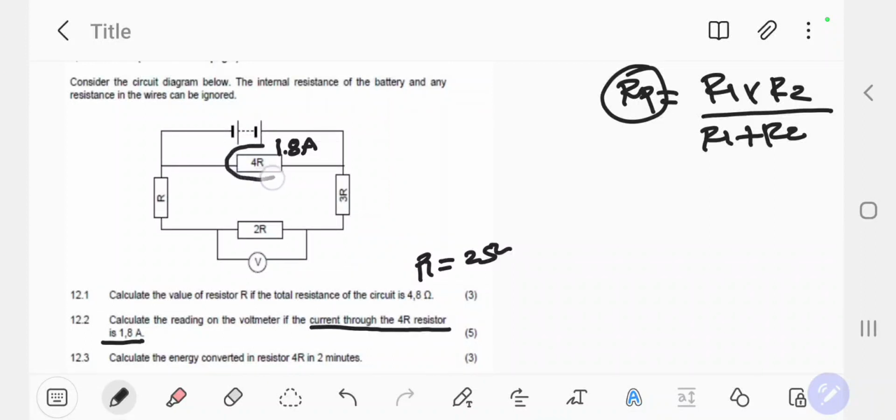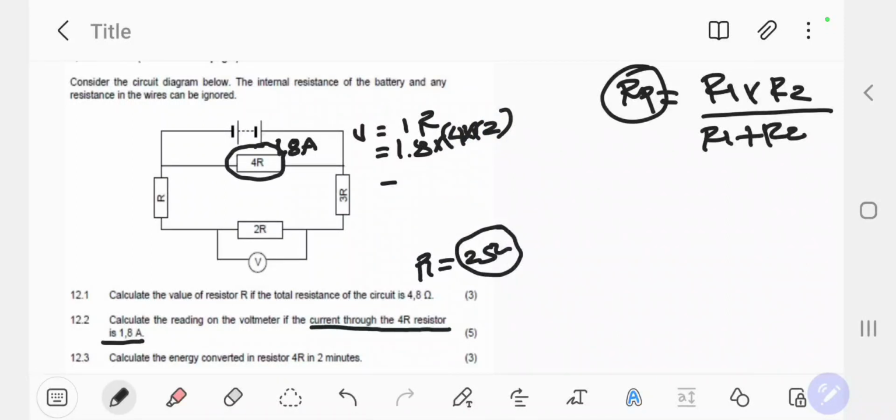of the potential difference this side. We're going to say V equals IR, and then we're going to have I as 1.8 multiplied by, remember this side, the resistance is 4 multiplied by the 2 that we got from this side. So 1.8 multiplied by 4 times 2 is basically going to be 14.4.